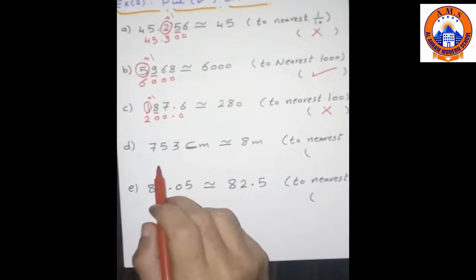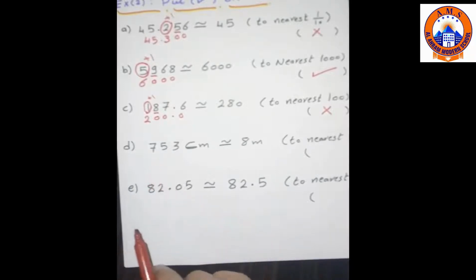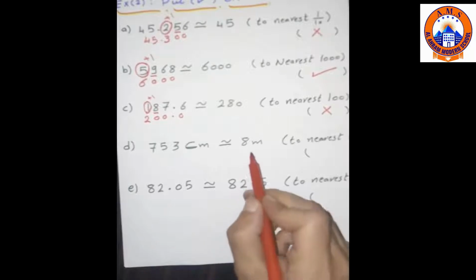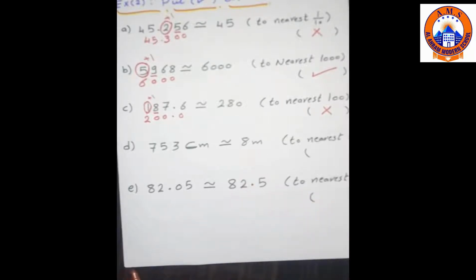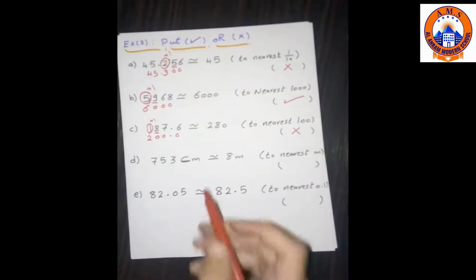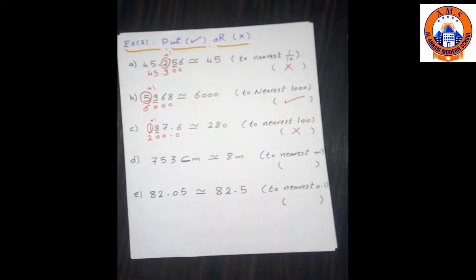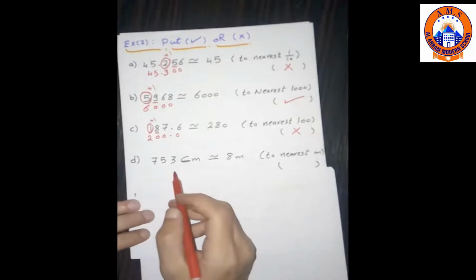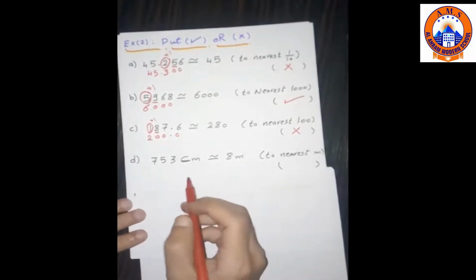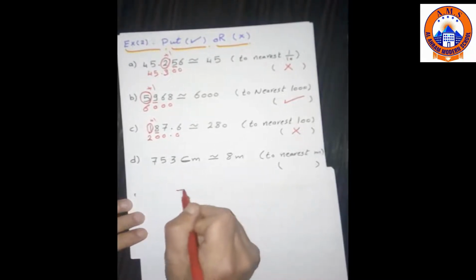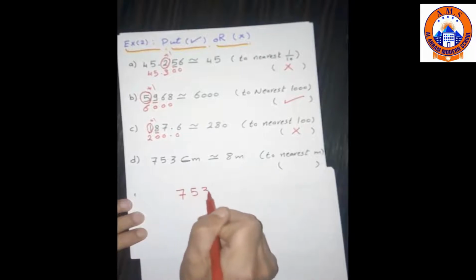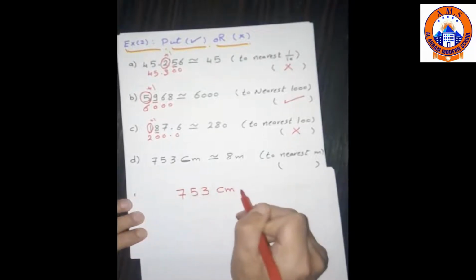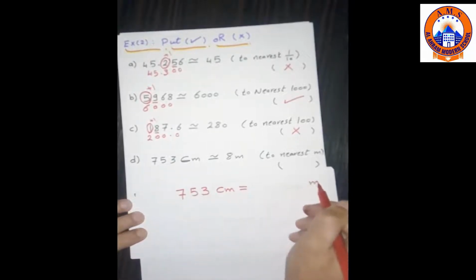The next question, we have 753 centimeters. It is approximately equal to 8 meters. So how can we approximate a number from centimeters into meters? First, we have to change this number into meters. So 753 centimeters equal how many meters?